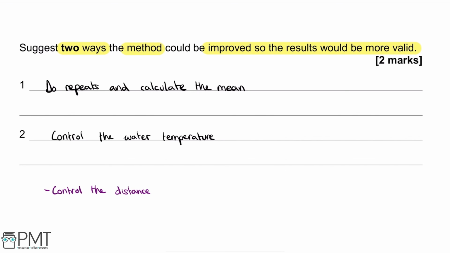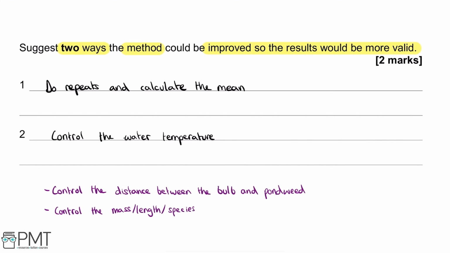So you can make sure that you're controlling the distance between your pondweed and your lamp, and this can have an impact because of the inverse square law. Then you can be controlling all of your factors to do with the pondweed itself. So for example, how old it is, how long it is, what the species is, what the mass is, just making sure it's the same that you're using for each part of the experiment. And then lastly, you can be giving it time to equilibrate, which means just getting it used to that new light level that it's at.